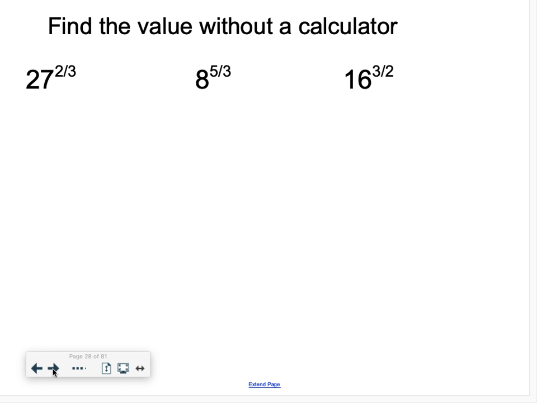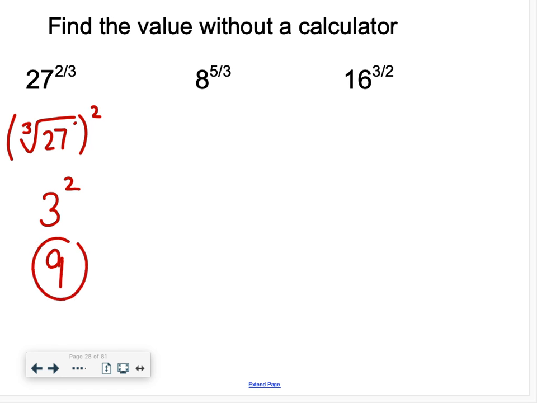So 27 to the 2/3 is really the cube root of 27 squared. So the denominator is your root, numerator is your power. I don't want to take 27 squared, like that is huge, right? So here is where personally I would take that square and do it after the fact. It doesn't matter. So I'm going to cube root 27. What number cubed is 27? That's 3. So that's really 3, and then 3 squared is 9.